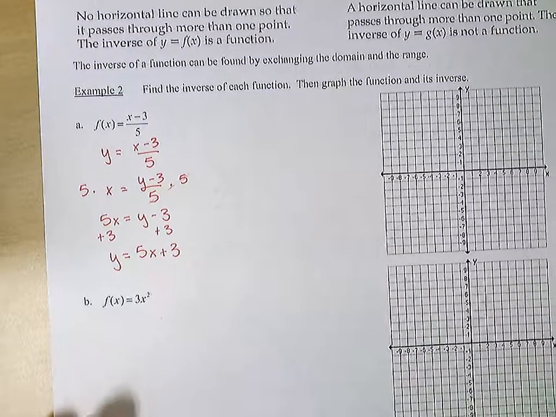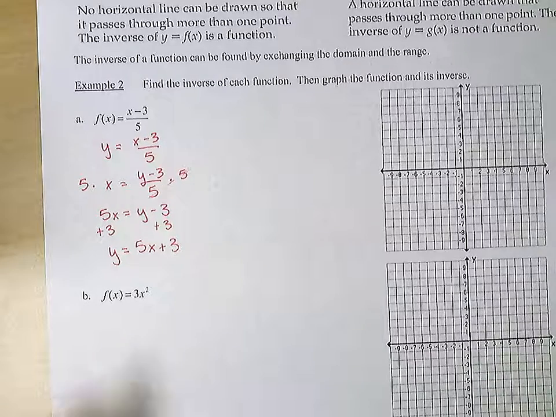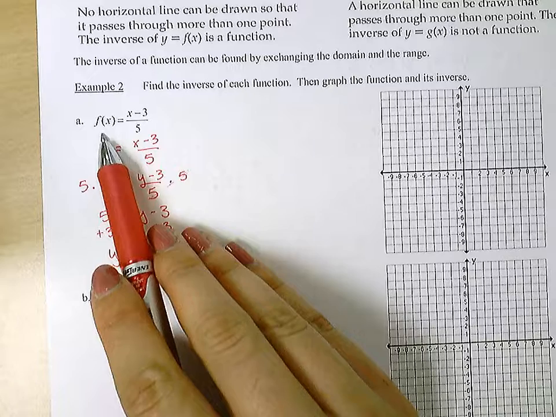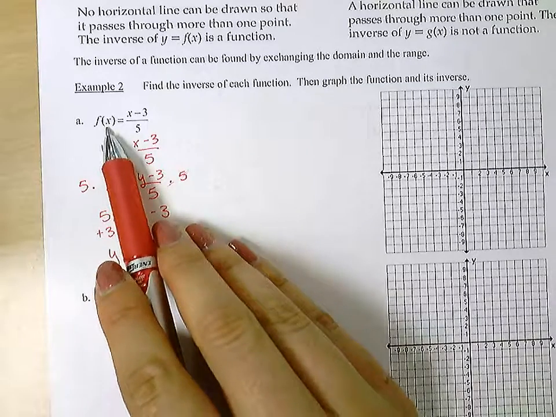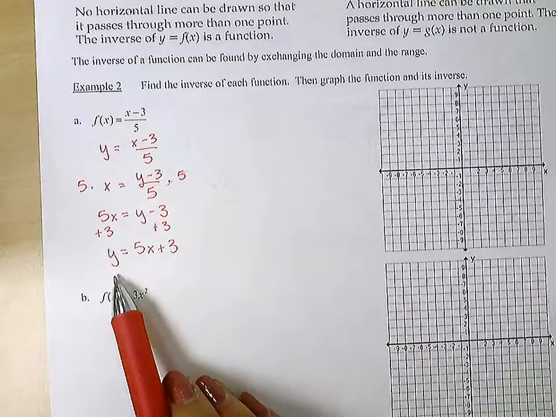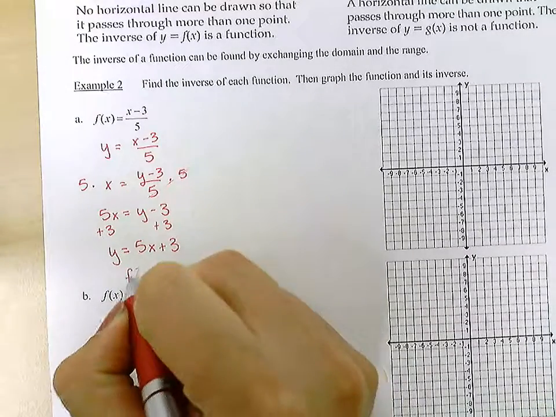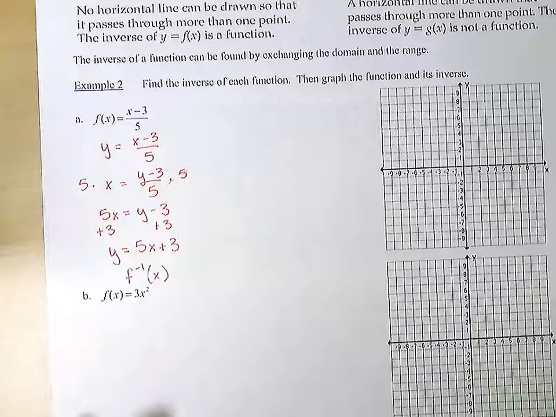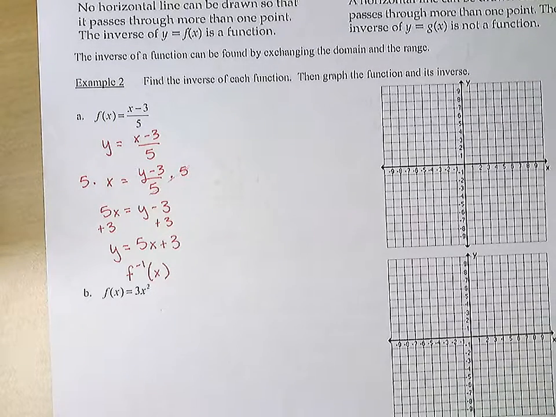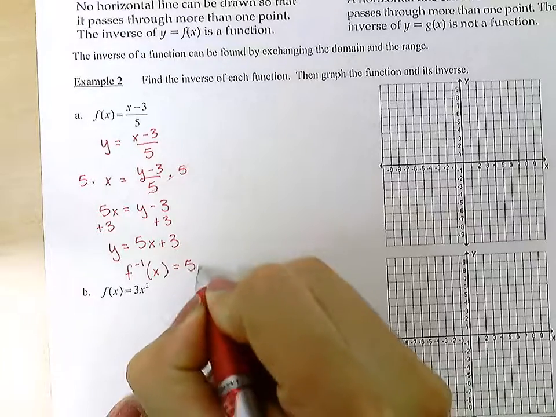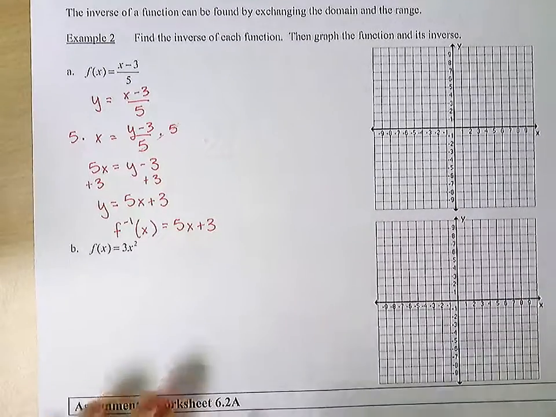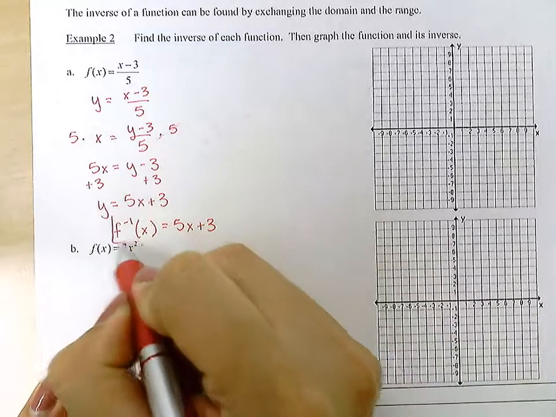That's your inverse function. Now to show that it's an inverse function, I'm going to go back to function notation. Right now this says f of x. My inverse, instead of y, should say f inverse of x. So I'm going to replace that y value with f inverse of x, and then equals 5x plus 3. Move that up a little bit. So here's my inverse.